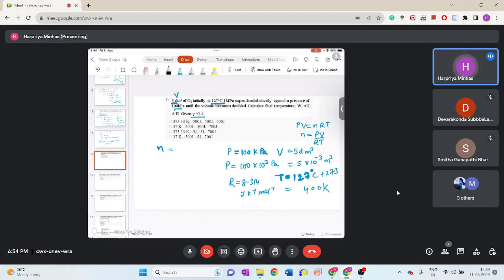Okay, now we have the volume V, temperature T, R, and the pressure. Now putting into this equation, what is the value of N that we are getting?